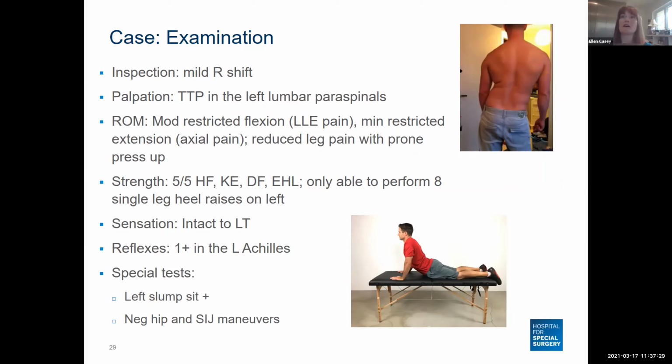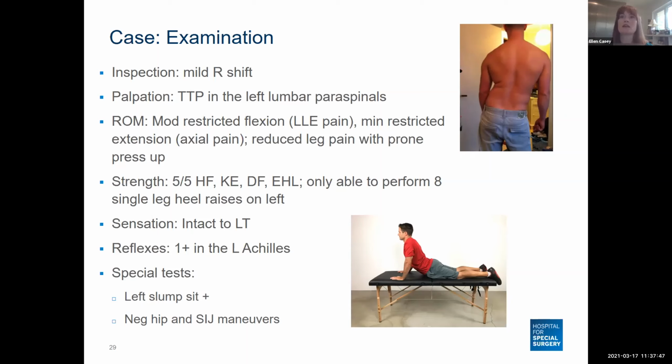And then he also, when we had him lie on his stomach and push up into extension, had reduced left leg pain. So all of that is important in figuring out, one, do we think this might be a disc herniation? And two, what type of therapy maybe he will respond to.